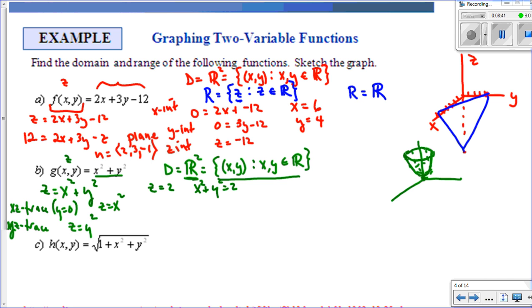Okay, the range. Well, you can see what possible z values you have, because if you let z be any negative number here, there would be no solution to x squared plus y squared being a negative number. So the range is only real numbers that are greater than or equal to 0. So I could say the set of all z such that z is greater than or equal to 0. Or I could use interval notation. It would be all the values from 0 to infinity. Okay, so z is an element of this interval. Or you could just say z greater than or equal to 0.